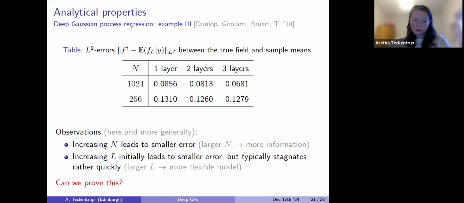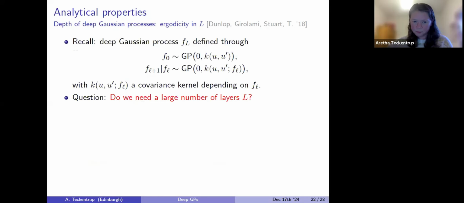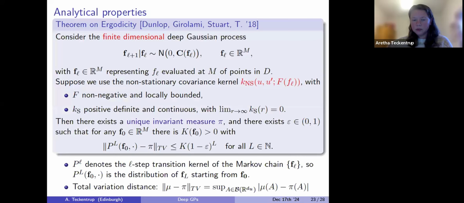Okay, so I'll very quickly just go through the results. We do have some theory on this. We have theory on what increasing n does, and we can show that the error goes to 0 as n tends to infinity under certain assumptions. We also have some theory on L, and we can show that the deep Gaussian process has a limit as L tends to infinity, and that you converge to something which explains the stagnation. As I said, I will very quickly go through this.